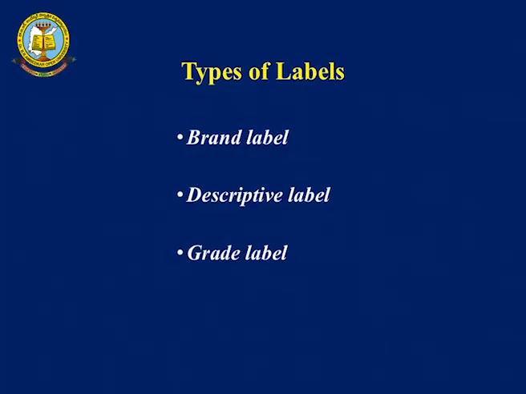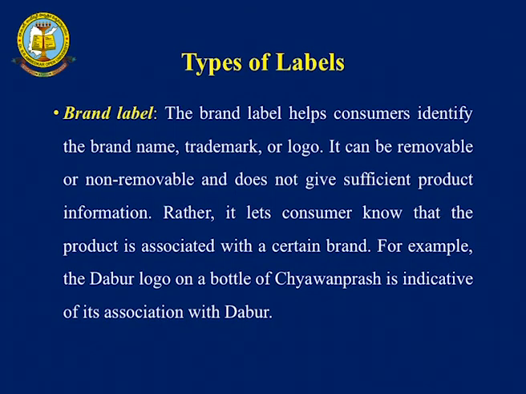There are three different types of label, dear students. Now, let us discuss the three different types of label. First is the brand label. The brand label, for example, Dabur. Dabur is a brand. If you take a bottle of Chyawanprash, you will find the brand label. You will have the logo of that particular brand on that particular box of Chyawanprash. So that is what is called as brand label.